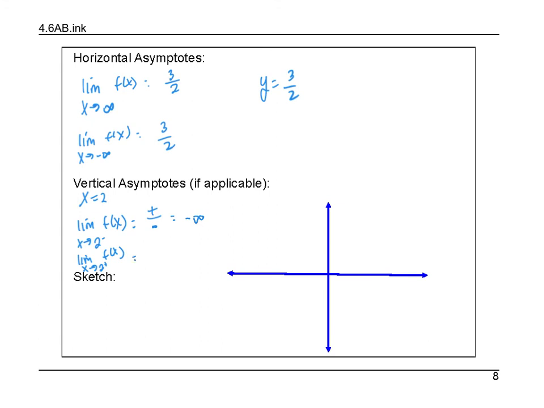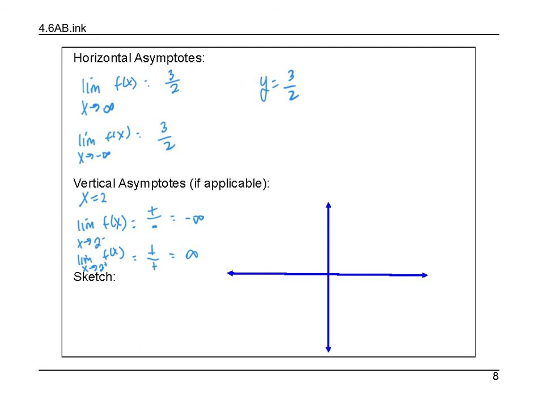If I do the same thing at like 2.1, something really close to 2, but on the right-hand side of it, I will have a positive over a positive. So it's going to positive infinity. So that was important because now I know that on the left and on the right of that vertical asymptote, I'm going in different directions.